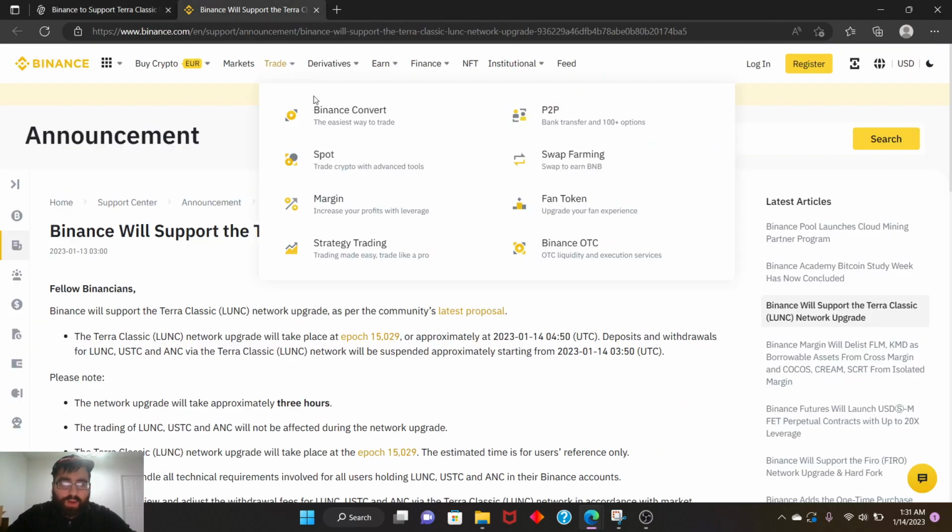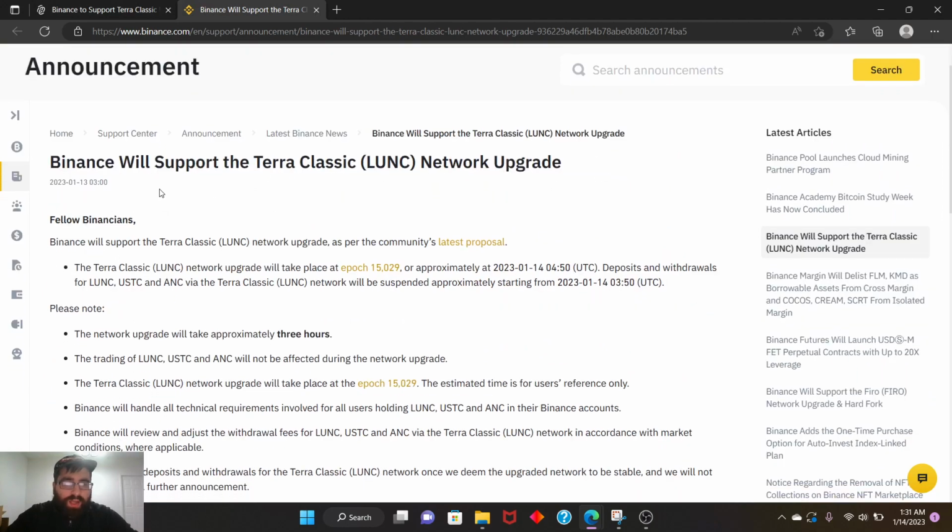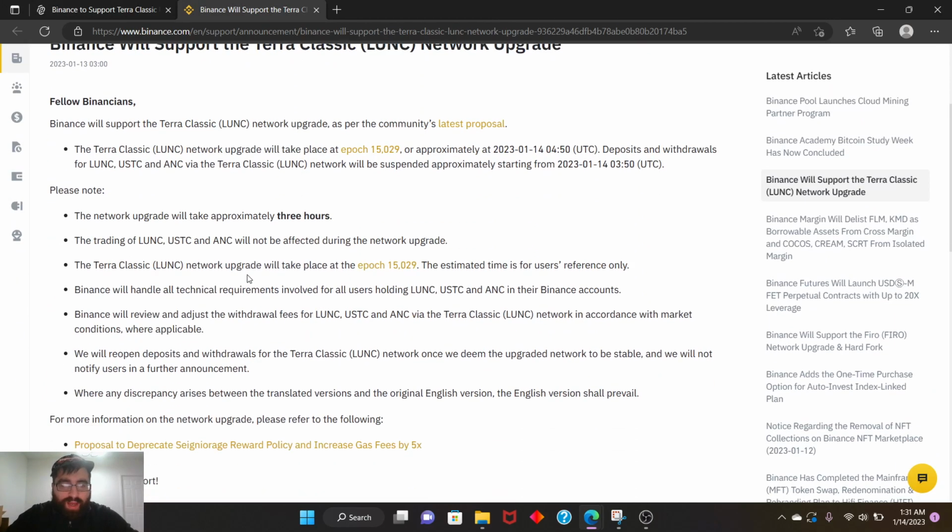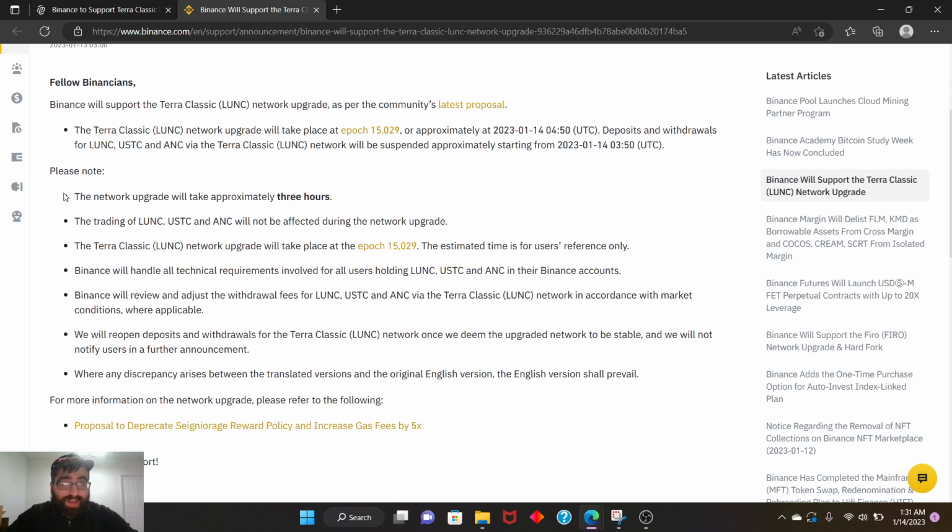So let's go to Binance right now quickly. Announcement: Binance will support the Terra Classic Luna Classic network upgrade. I have to read this because you guys have a 5-second attention span, right? The network upgrade will take approximately 3 hours. The trading of Luna Classic, USDC, and ANC will not be affected during the network upgrade. The Terra Classic network upgrade will take place at epoch 15,029. The estimated time is for users' reference only. Binance will handle all technical requirements involved for all users holding Luna Classic, USDC, and ANC in their Binance accounts.